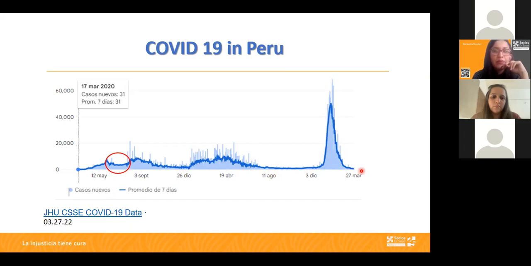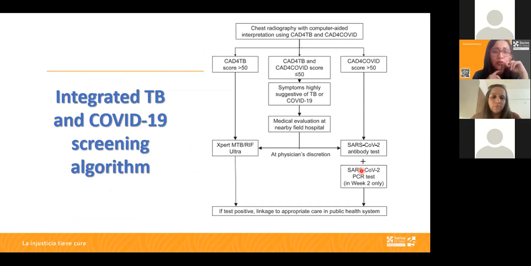We are located on this first part of the wave where the first wave had not come down completely, but we did see a decrease in the cases. So we took advantage of that opportunity to go out to the field and carry out these TB activities. And I will present one of these activities right now. We use this diagnostics algorithm.